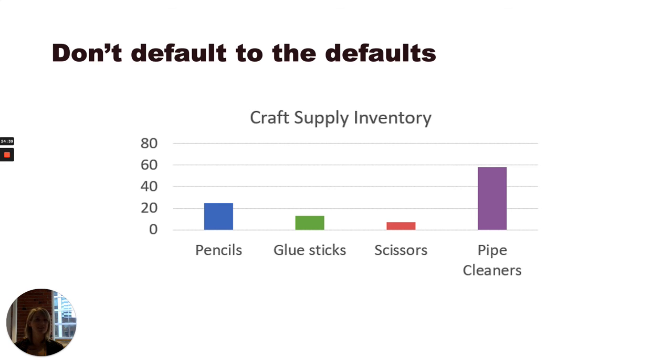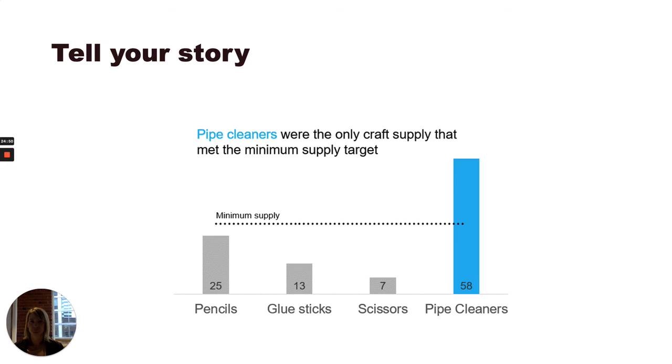And Excel doesn't know our story, but we can format this graph so that we're better able to present and tell that story. And so if that story in this example is that pipe cleaners are the only craft supply that met the supply target, then this simplified graph here up on the screen is much more effective at telling that story. And so I did that by, again, simplifying.